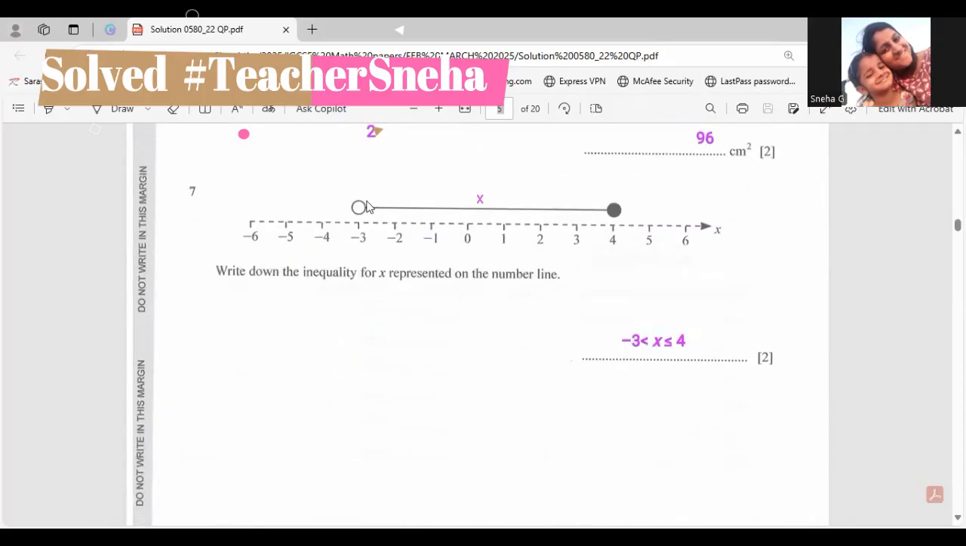Moving further to question number 7. Here in question 7, you have been given an inequality which is already represented on the number line. You need to write that inequality. So values of x here are greater than minus 3 and they are less than or equal to 4. We write less than or equal to 4 because we see the circle over here is dark. So we have to write less than or equal to 4. Whereas here the circle is not dark, it's just a hollow circle. So we write it is greater than x.